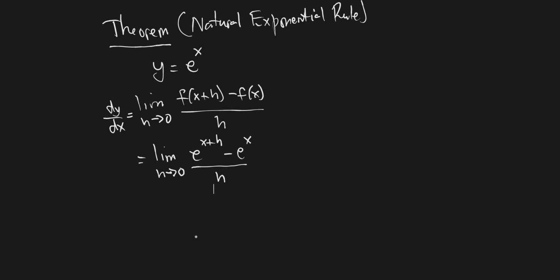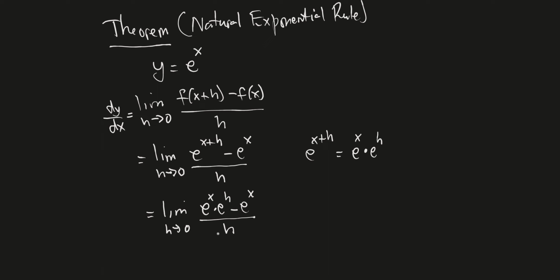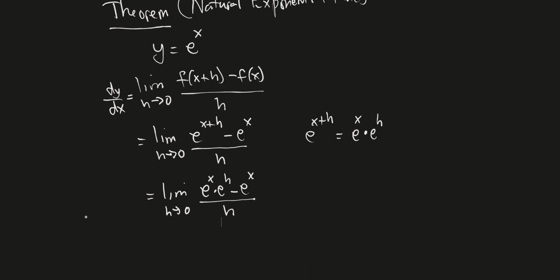Now, what can I do with this, right? Well, what I can do, the e to the x plus h, I can factor that using my properties of exponents as e to the x times e to the h. So I could do that, right? So write the first term as e to the x times e to the h minus e to the x all over h. How does that help? Well, now I have an e to the x as a common factor in the numerator. Factor out e to the x.